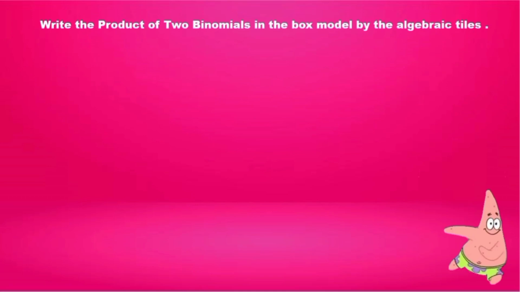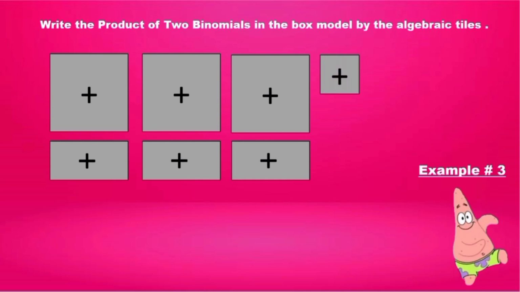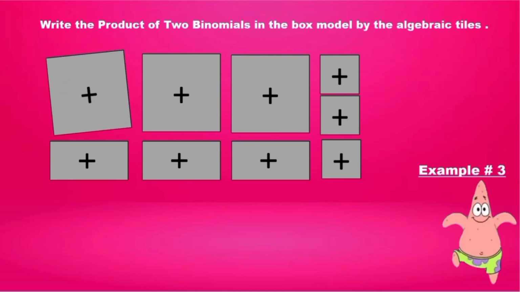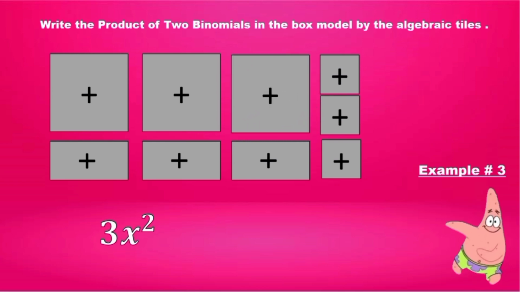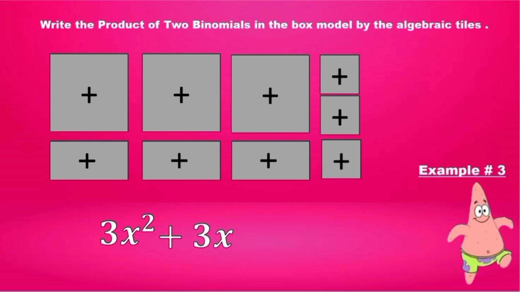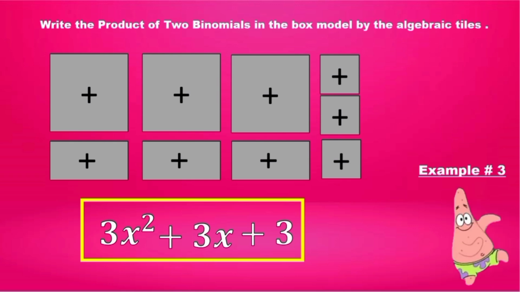Now let's proceed to example number 3. Here are the figures. Now find the product. We have 3 positive x squared. Then we have 3 positive x. And we have 3 positive 1. Our final answer is 3x squared plus 3x plus 3.